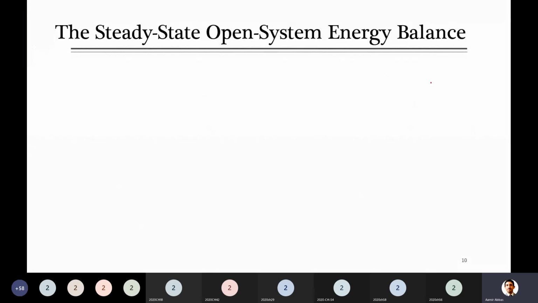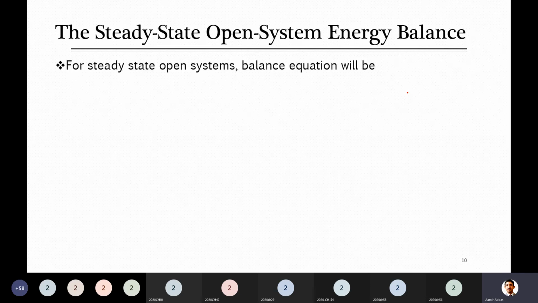So after this, I think we have discussed all the terminologies which will be used in this energy balance equation. So let's look at that quickly. What is the equation for open system? And I'm going to start with steady state here. What is this steady state?